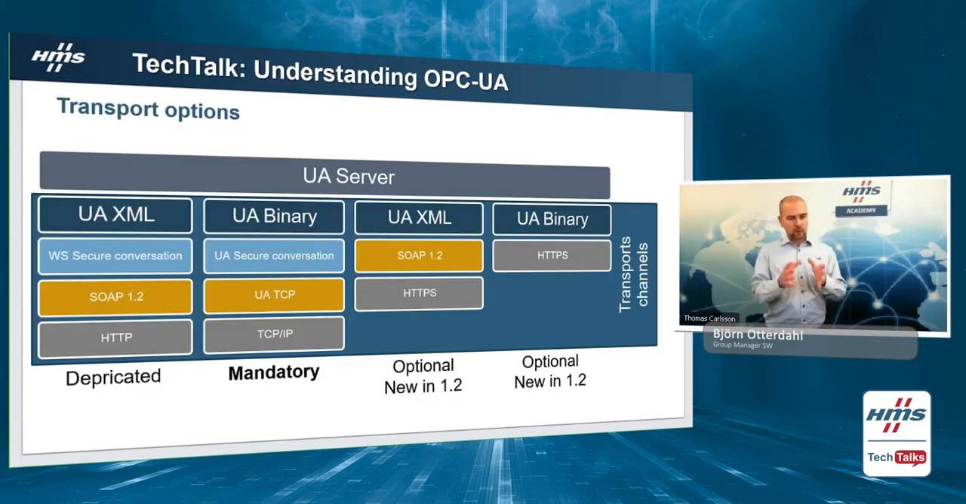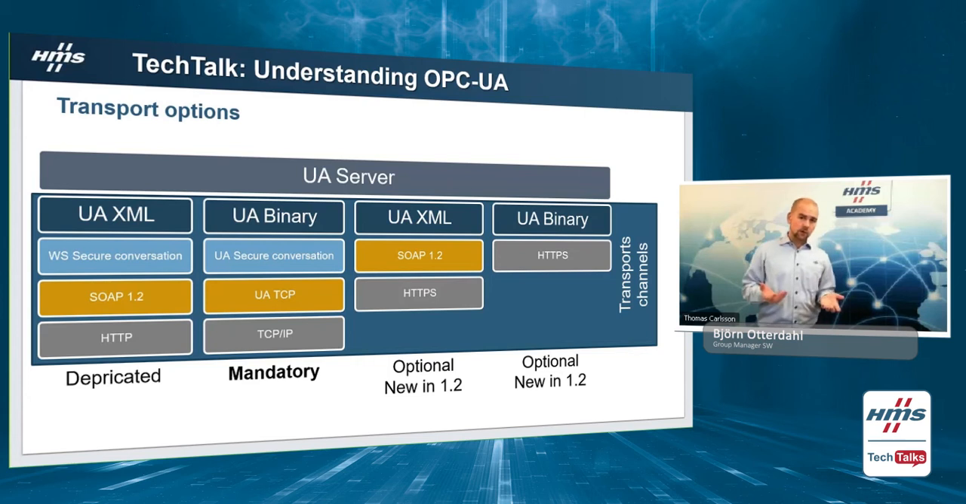There are different ways to transport data to and from a server. There is one mandatory transport that all servers must implement. It's running on top of TCP/IP, and it has an optimized binary data encoding scheme, so it's easier for a memory-constrained smaller device to handle than, for example, an XML data encoding style. TCP/IP is not a secure transport, so OPC had to implement their own end-to-end security layer, something called the UA Secure Communication Layer, that has been added here.